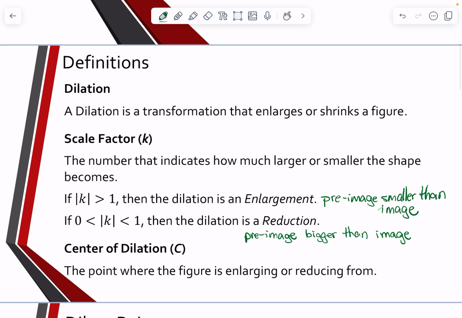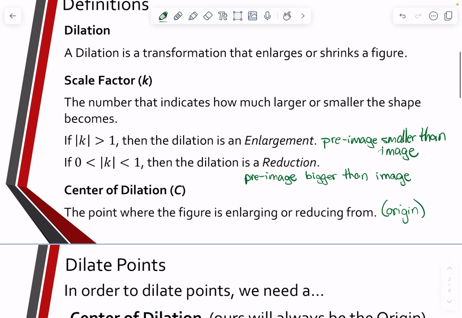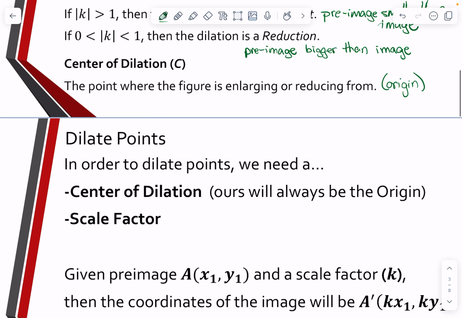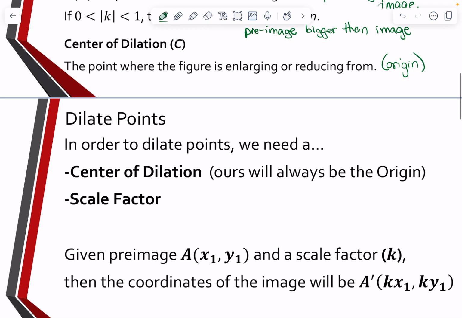We need a center of dilation, the point where the figure is enlarging or reducing from, and we typically use the origin for that. It could change, but for now we're just going to focus in on the origin. So in order to dilate points, we need two things. We need the center of dilation, like I said, ours will be the origin, and a scale factor.